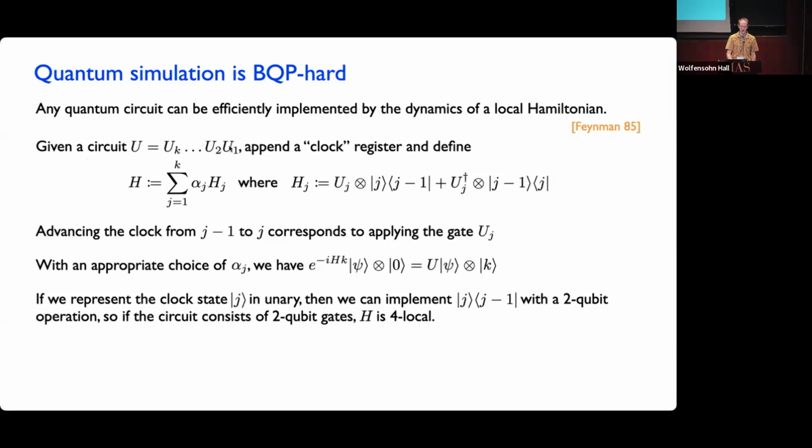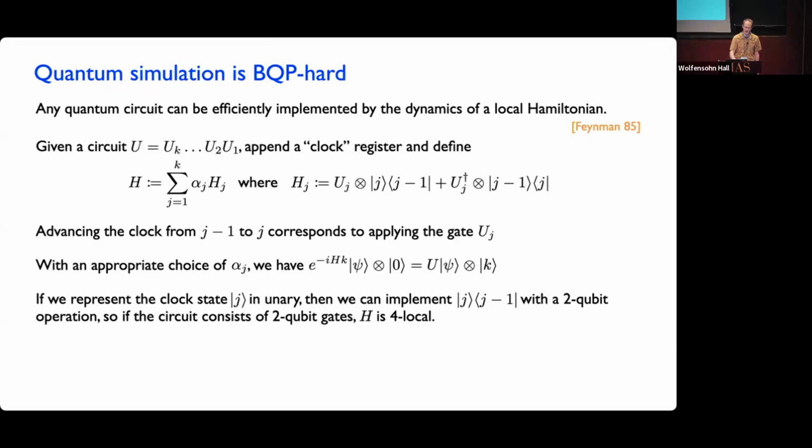And so this circuit could be the circuit for running Shor's algorithm, right? It could be a circuit for factoring, which is a problem that we think is hard for classical computers. And so there's some corresponding Hamiltonian that will basically implement what the factoring algorithm does. And if you could simulate those Hamiltonian dynamics with a classical computer, you could factor, right?